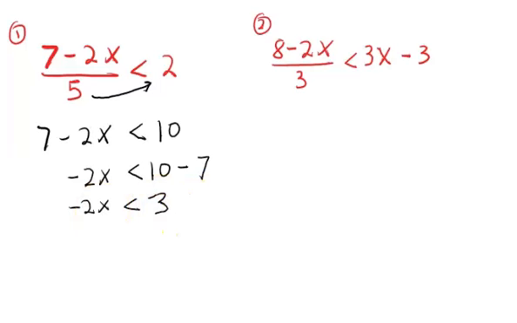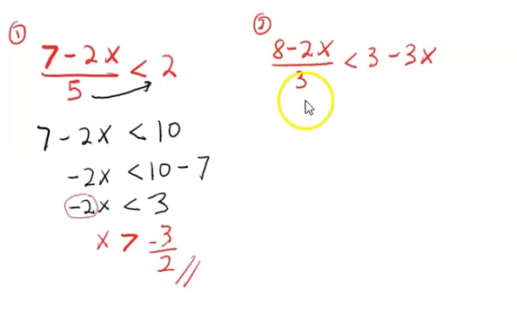Now we are going to move this negative 2 to the opposite side. And since we have a negative here, what happens is, you will have to change the direction of the sign to become from less than to more than. So here we have negative 3 over 2. So this is your answer here.